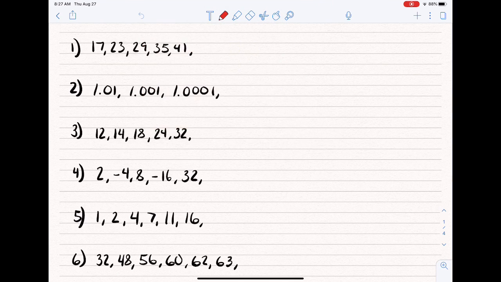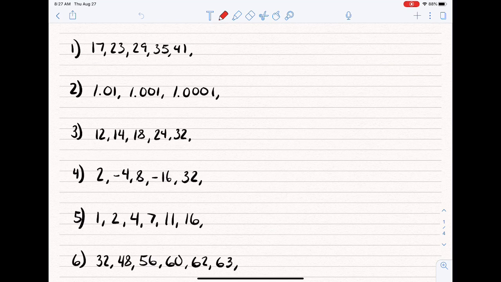You can just go over your own homework right now and make sure you have the answers that you should have. On this first one, we're going 17, 23, 29, 35, 41. Hopefully you saw that the pattern is they are simply adding 6 every time. So if I was to continue this pattern, it would be 47 and 53 and 59 and 65 and so on and so on and so on.